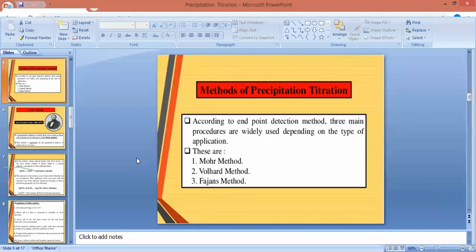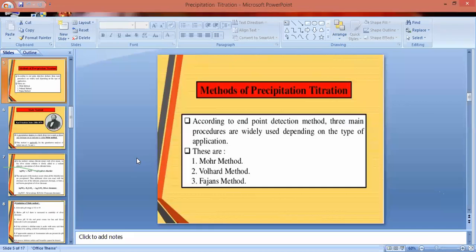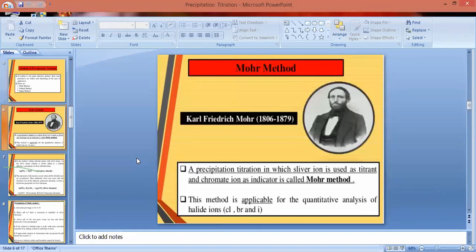So the next point related to precipitation type of titration is the methods of precipitation titration. According to the endpoint detection method, 3 main procedures are widely used depending upon the type of application, that is, depending upon the nature of analyte. This precipitation type of titration is categorized into 3 classes: Mohr's method, Volhard's method, and Fajans method. Let's see one by one.